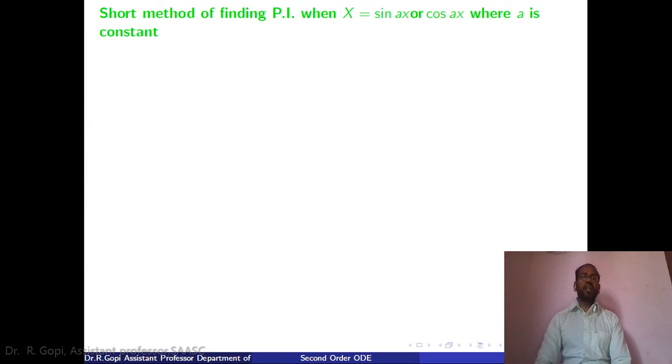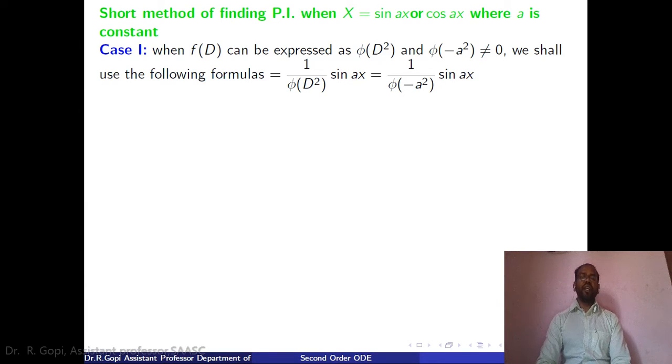Then the shortcut method of finding the particular integral when capital X equals sin ax or cos ax, where a is a constant. Then case 1, when f of D can be expressed as phi of D squared and phi of minus a squared is not equal to 0, we shall use the formula 1 divided by phi of D squared into sin ax equals 1 divided by phi of minus a squared into sin ax. That is nothing but we have to replace D squared by the coefficient of sin ax, that is, we have to square a and put a negative sign. We replace only the part of D squared, not in D.